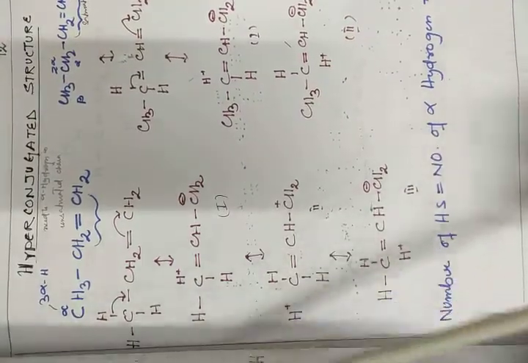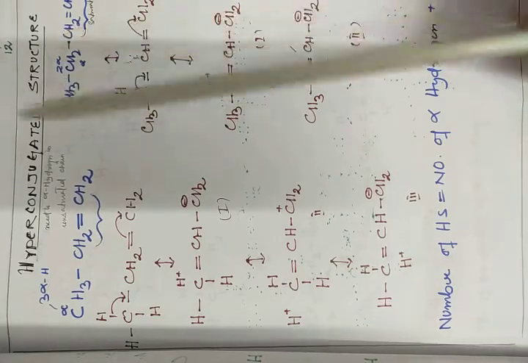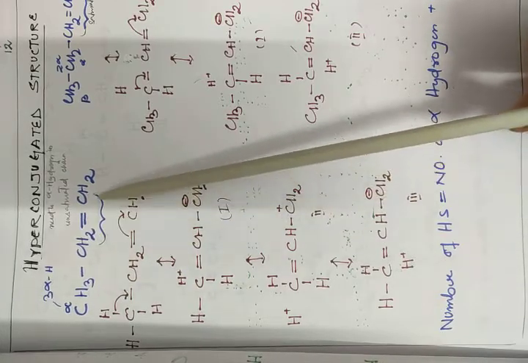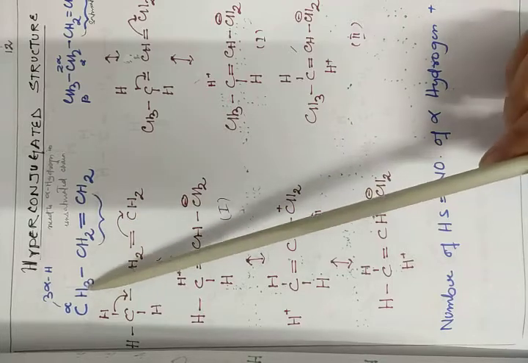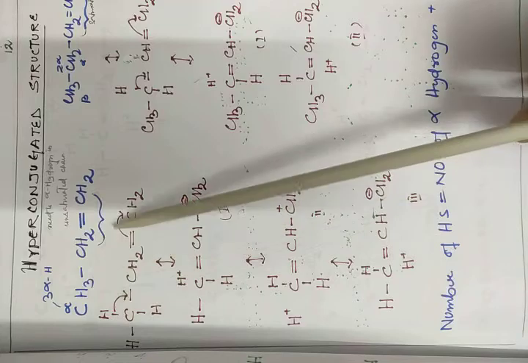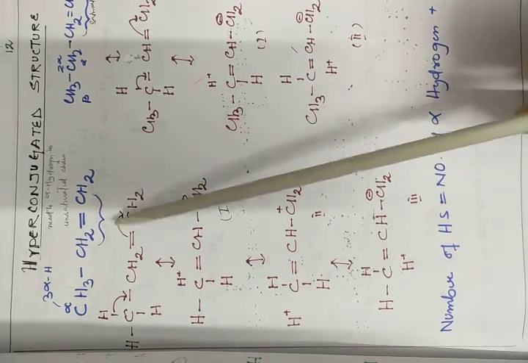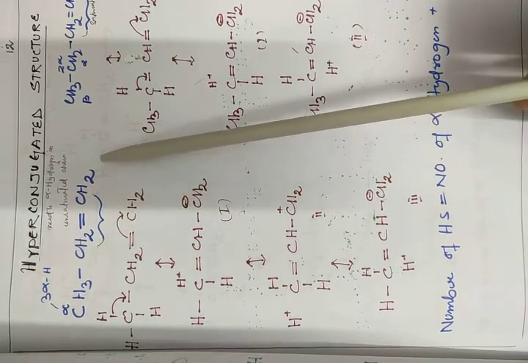Now the structures are hyperconjugated structures. This is the example: CH3 CH2 and then double bond CH2. Now let's see this one. In this one, alpha carbon is there, so 3 alpha hydrogens will be there, and then this one is saturated. That means hyperconjugation needs alpha hydrogen in an unsaturated chain.